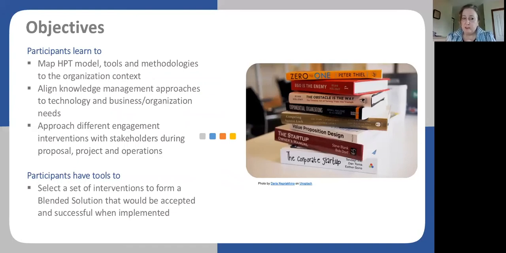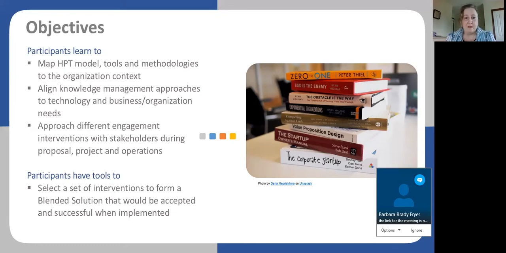Approach different engagement interventions with stakeholders during proposal, project, and operations. Select a set of interventions, and you'll have the tools to select a set of interventions to form a blended solution that would be accepted and successful when implemented.